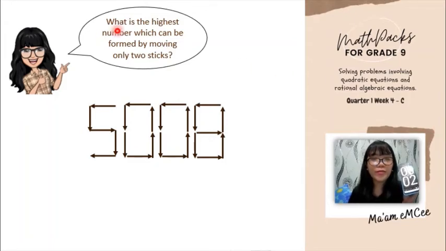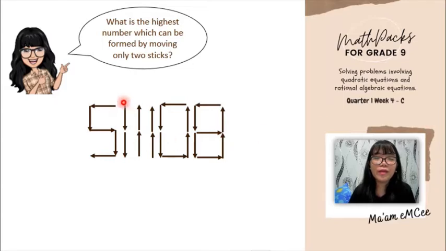So you try this one. What is the highest number which can be formed by moving only 2 sticks? Again, moving means taking a stick from one position and placing it in another position. And we will be making the highest possible number. Okay, and your time is up. Okay, so this is how you do it.